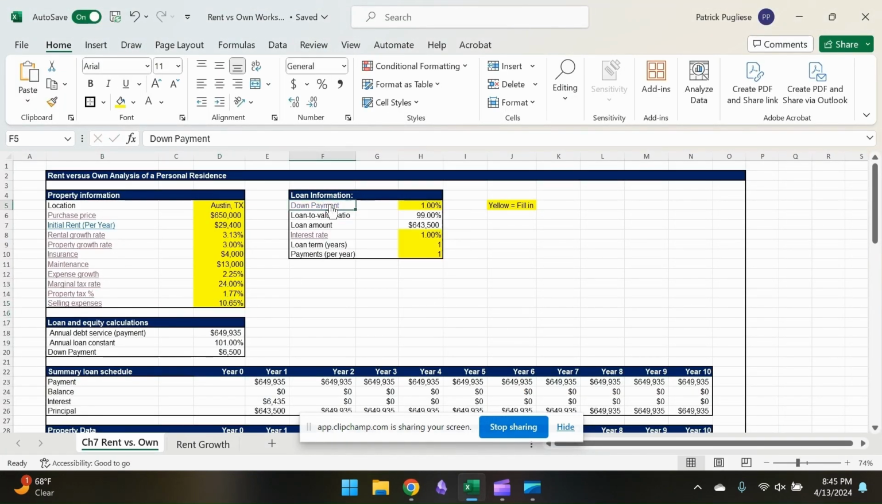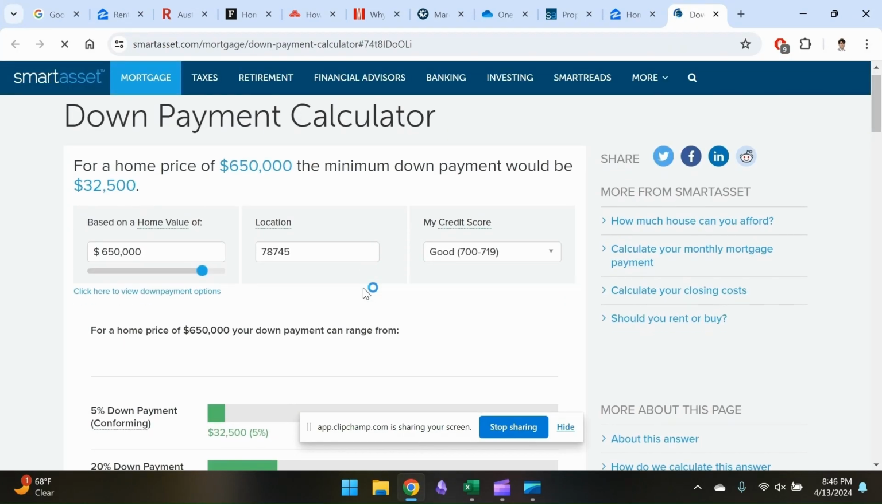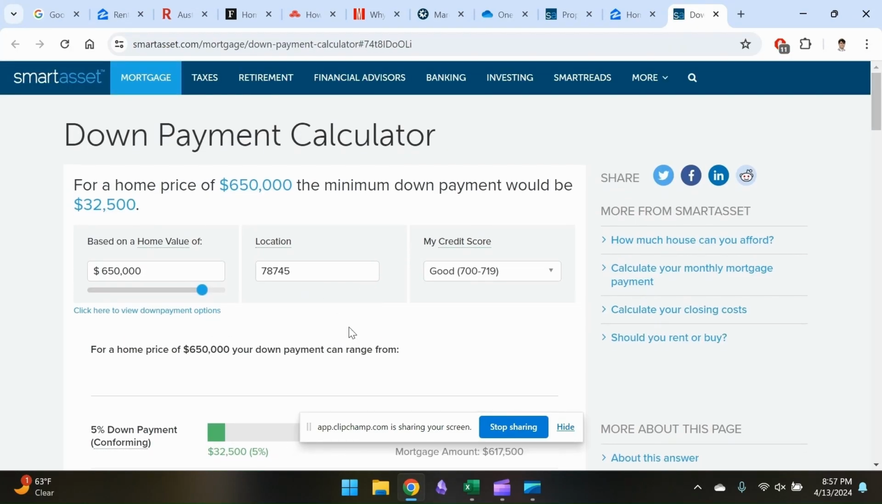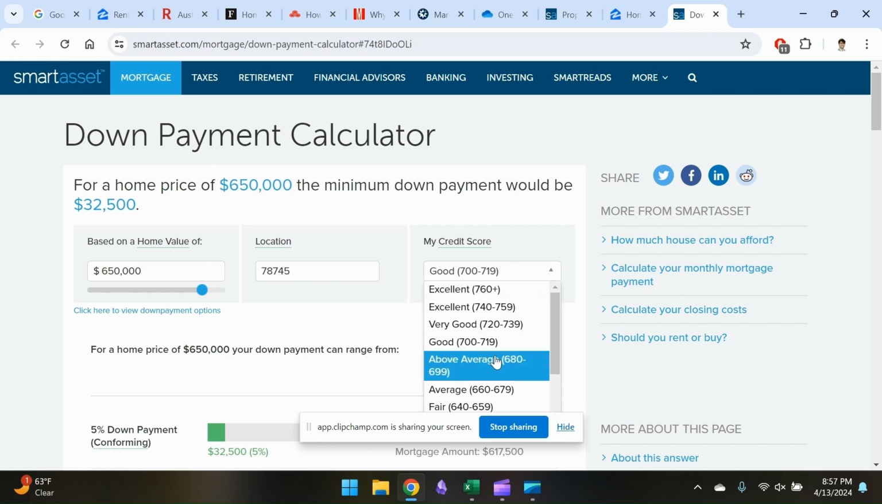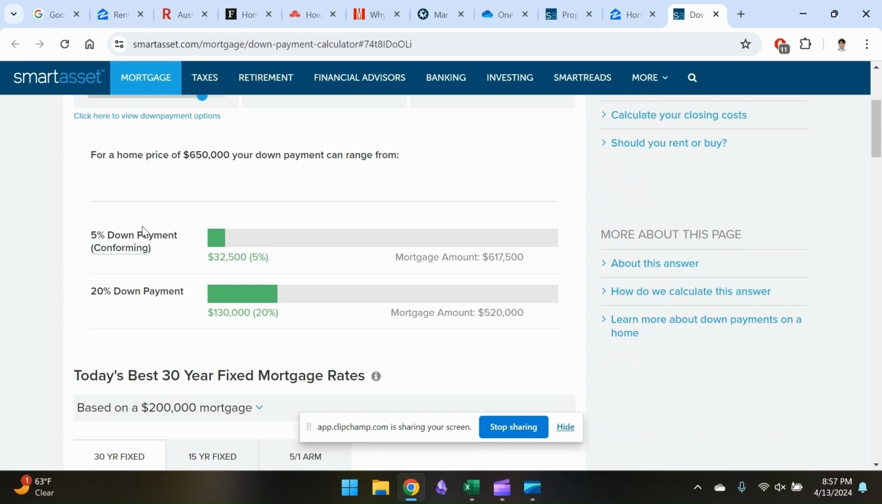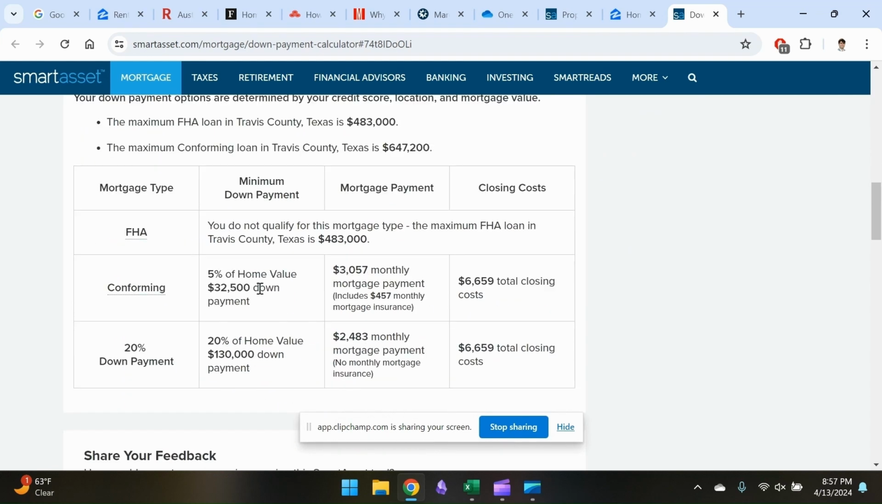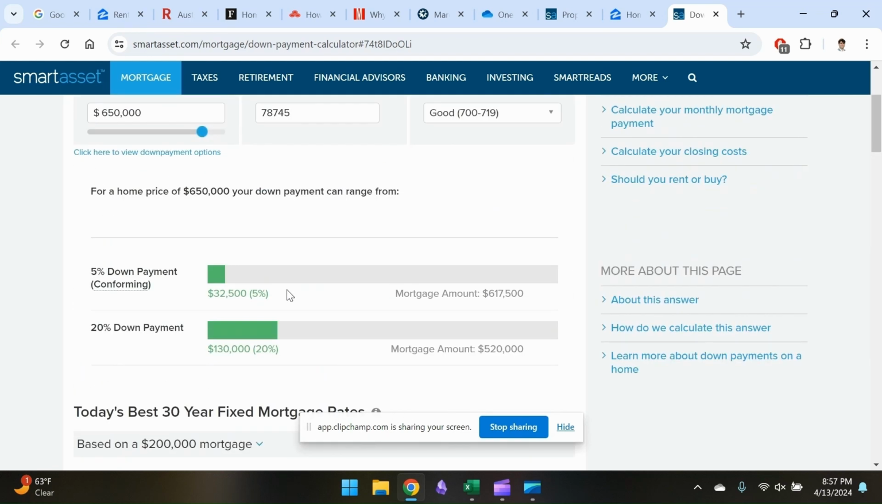Now, to calculate your down payment, there's a couple different options, especially with residential. You get different home options. In this location, you can choose your credit score. There we have good credit. A couple different options we can get. 5% down, 20% down. The different terms we can get. You see our down payments, monthly mortgage, etc. So let's say we only have to put 5% down.